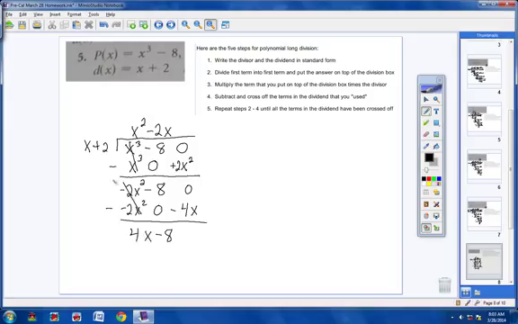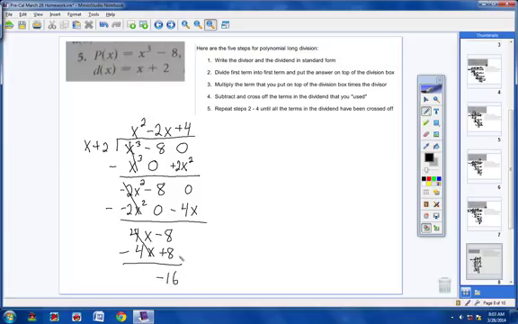Okay? Now, x goes into 4x 4 times. 4 times x is 4x. 4 times 2 is 8. Subtract 4 minus 4, they cancel. Now be careful, negative 8 minus 8. Negative 8 minus 8 is a negative 16.